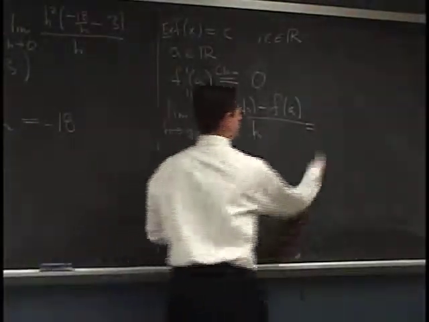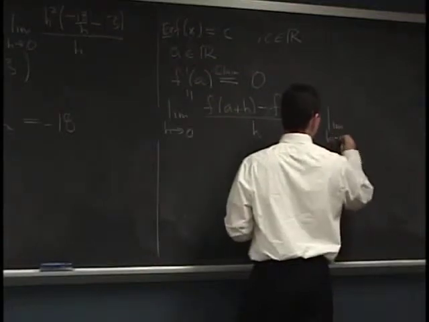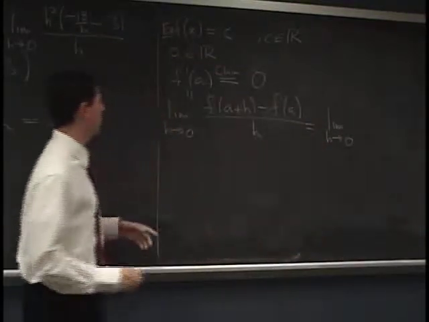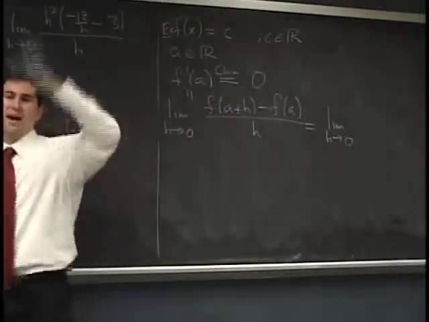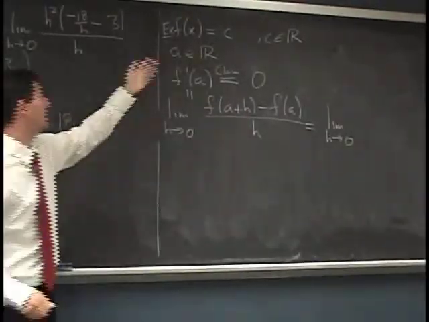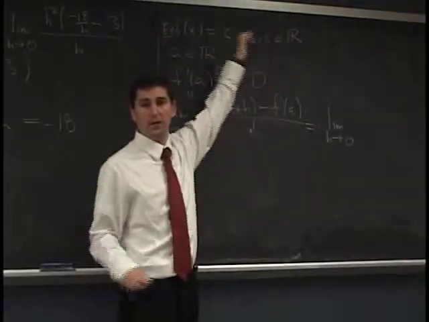Okay, and this is equal to the limit as h goes to 0 of what? Well, f of a plus h. Everywhere I see an x, I have to put an a plus h. I do that. There are no x's, so I don't have to do anything, and I just get c.